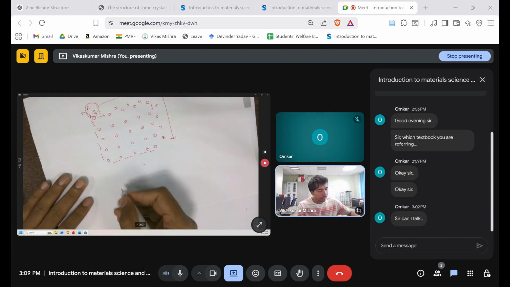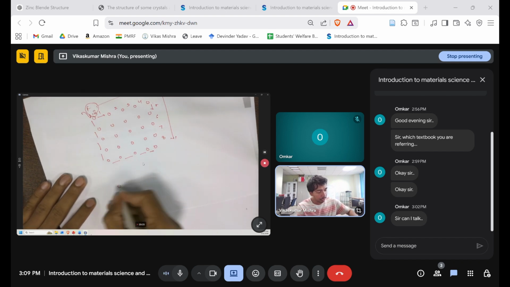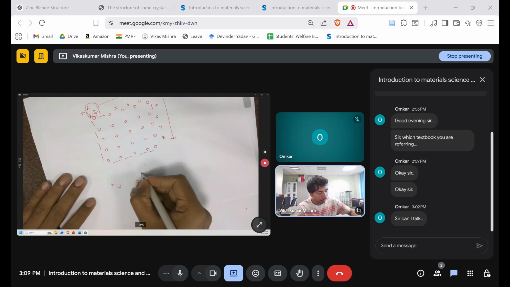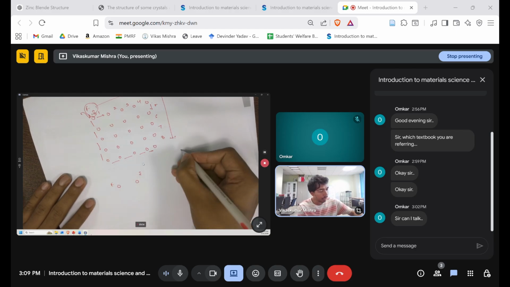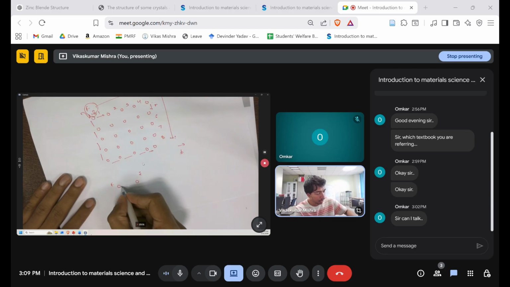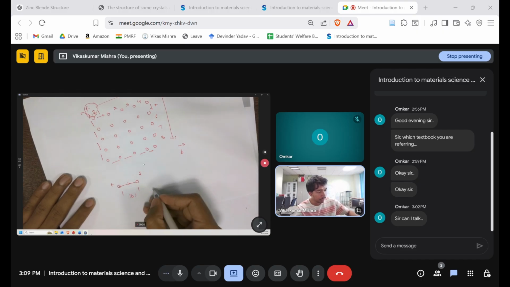Let's say this is my finish point and this is my start point. If I want to find the Burgers vector, I will see what the distance between them is. The distance between them will be the magnitude of the Burgers vector, and the direction will give the orientation along which the Burgers vector lies. So this is the entire thing about the Burgers vector.